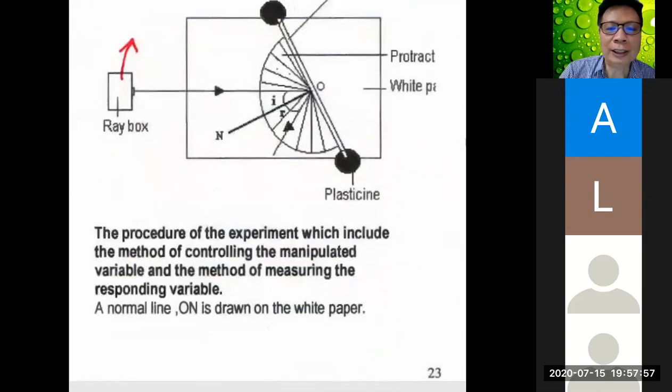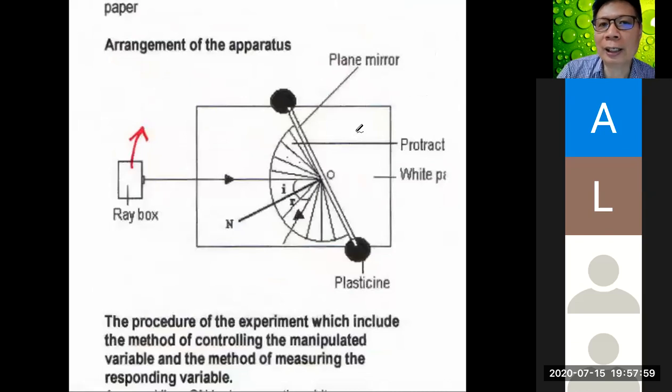This diagram is to show how the light is being reflected. To see reflection of light, you need a piece of white paper. This is a mirror. To fix the mirror here, you put plasticine. I put plasticine here to fix the mirror. Then you put a protractor here to measure the angle.